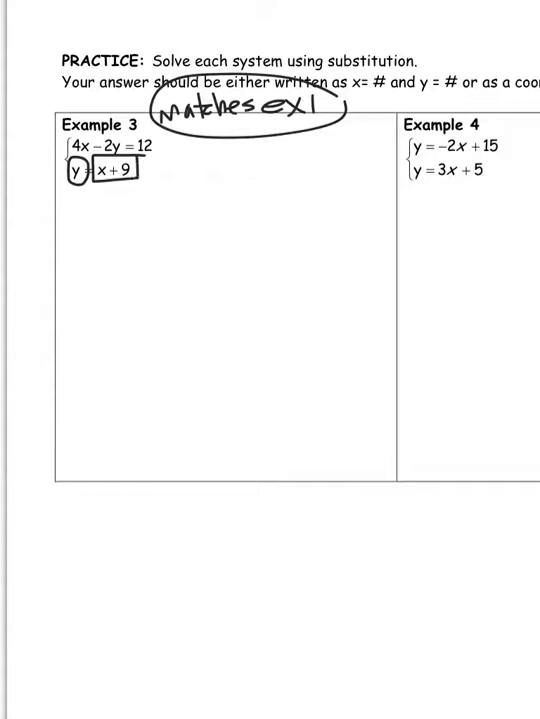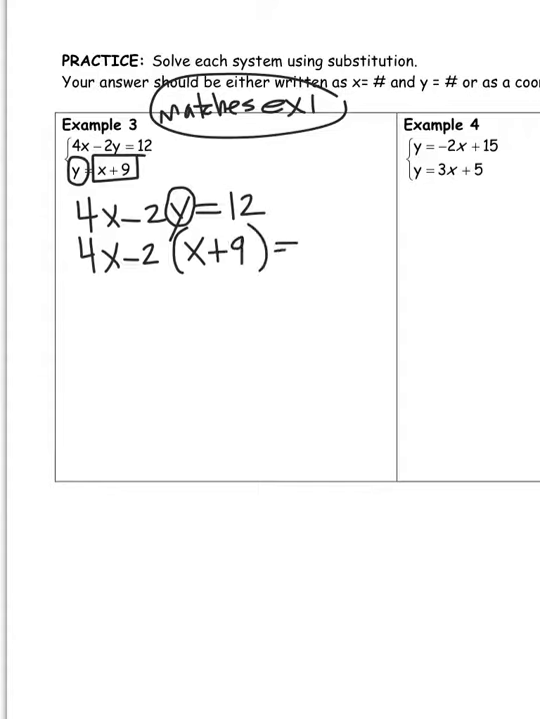Now I'm going to rewrite my first equation. 4x minus 2y equals 12. And where the y is, I'm going to replace it with x plus 9. So it goes like this, 4x minus 2. Instead of y, I'm going to write (x plus 9) equals 12. Now I have a new equation to solve.